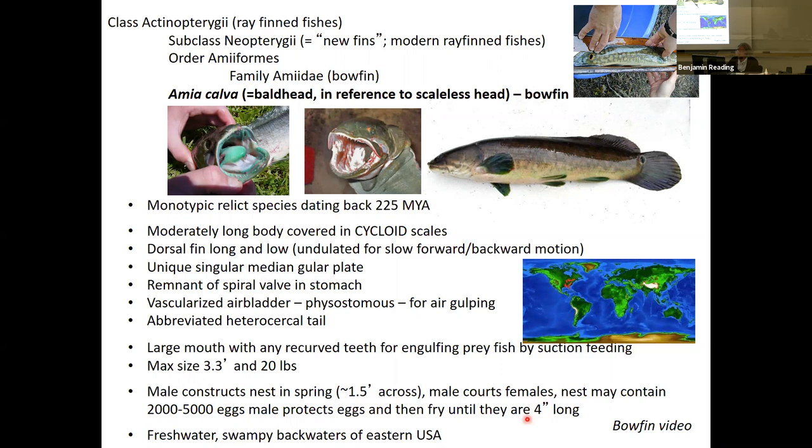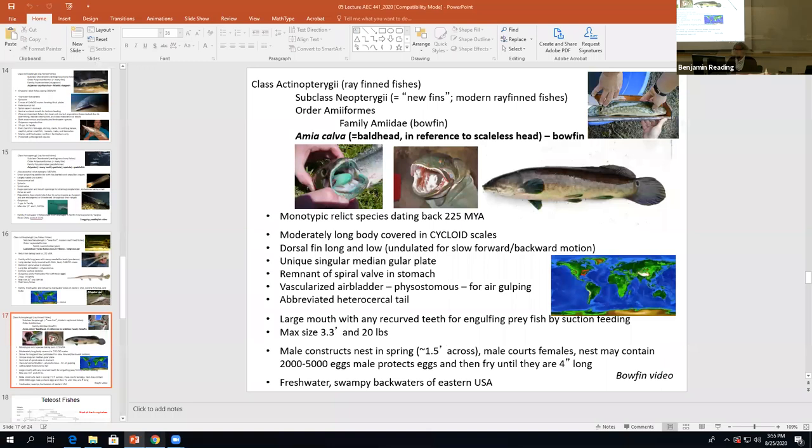And so they're found in fresh waters, primarily swampy backwaters of eastern United States, and again in the Mississippi River system. A lot of times you find these things in the ditches on the side of the road, and they can actually tolerate some pretty terrible water quality. And so a lot of times swamps and backwaters. So here's a video showing a bowfin swimming.